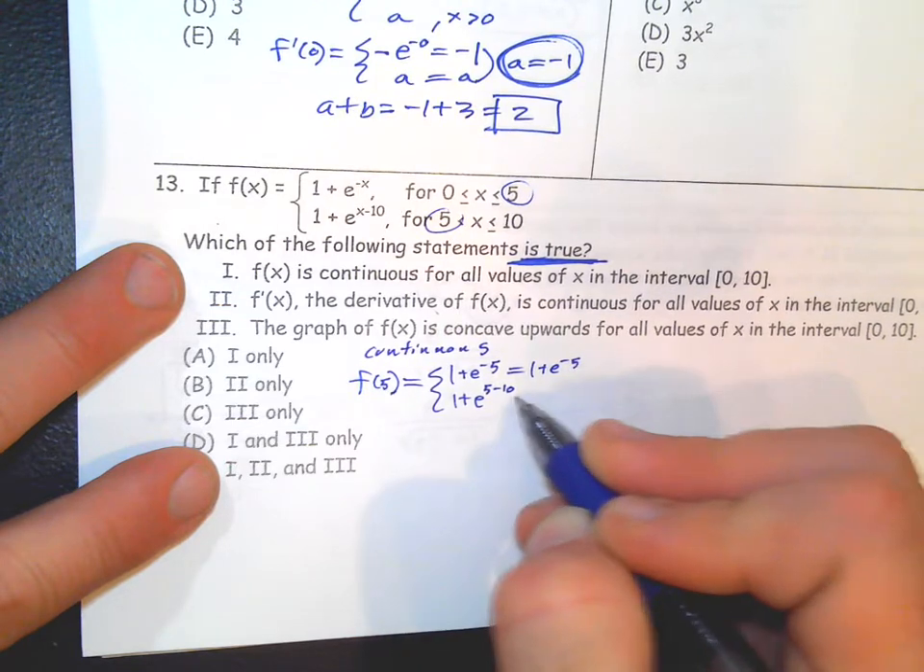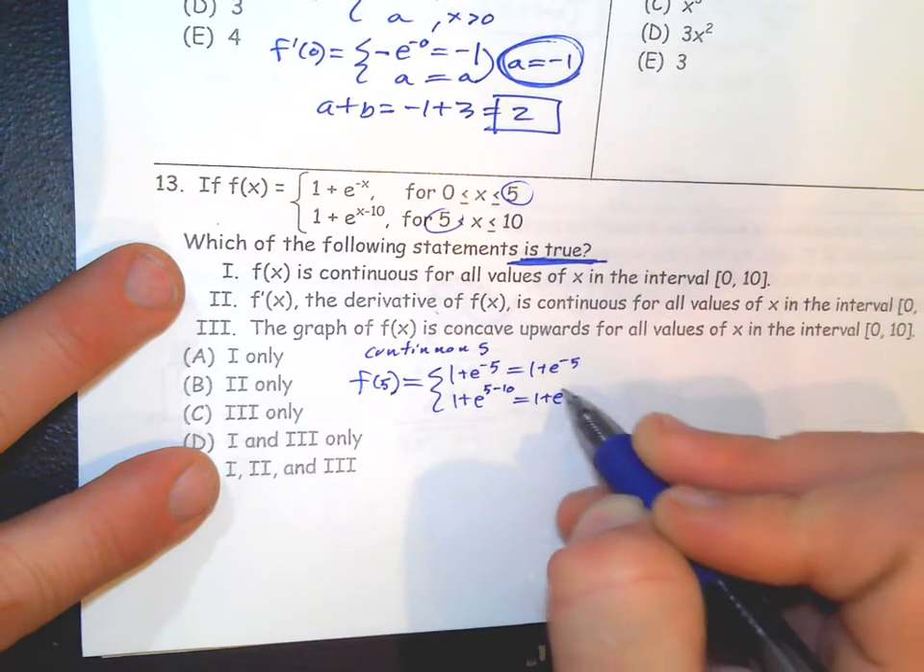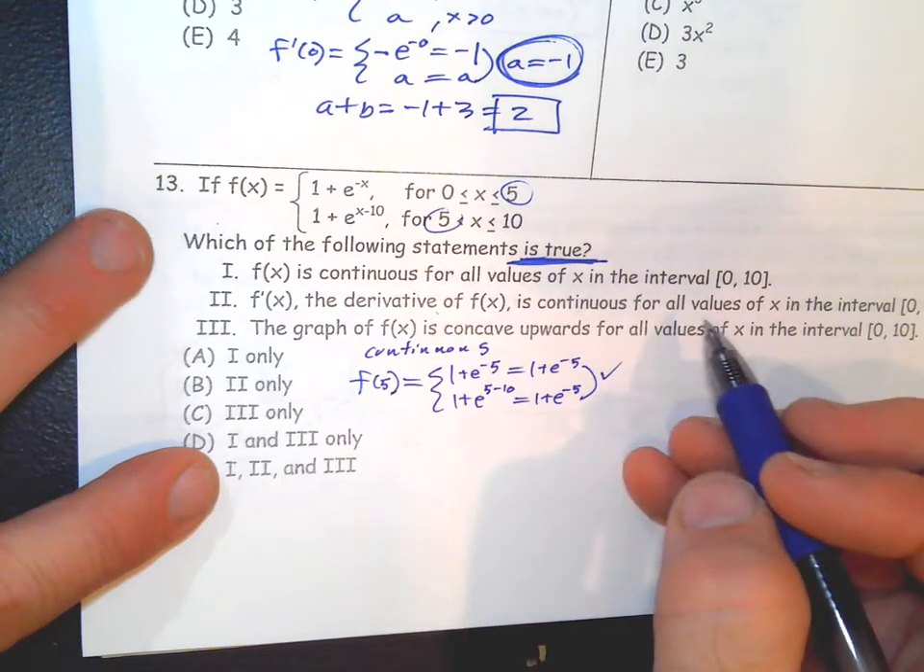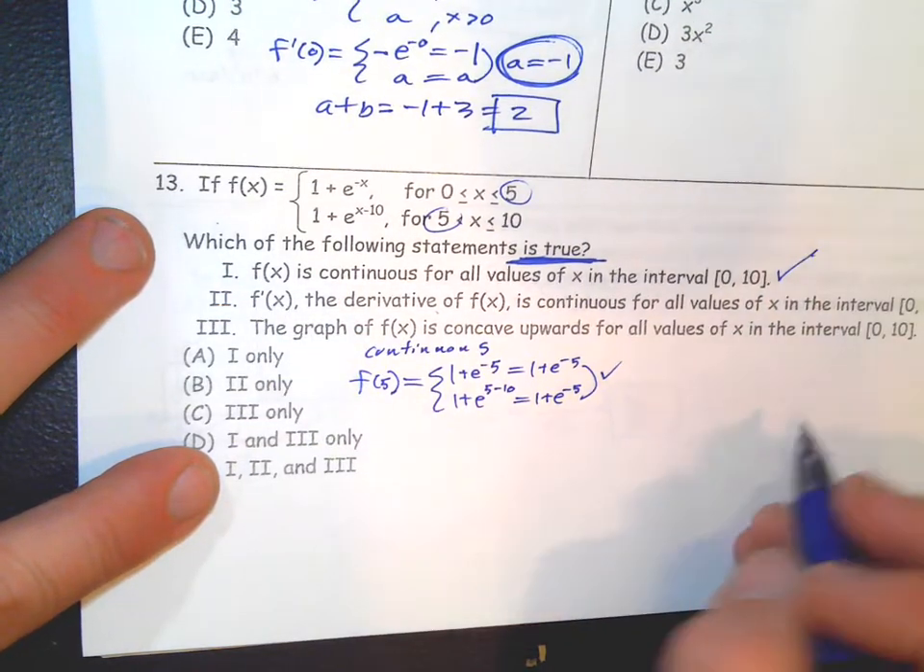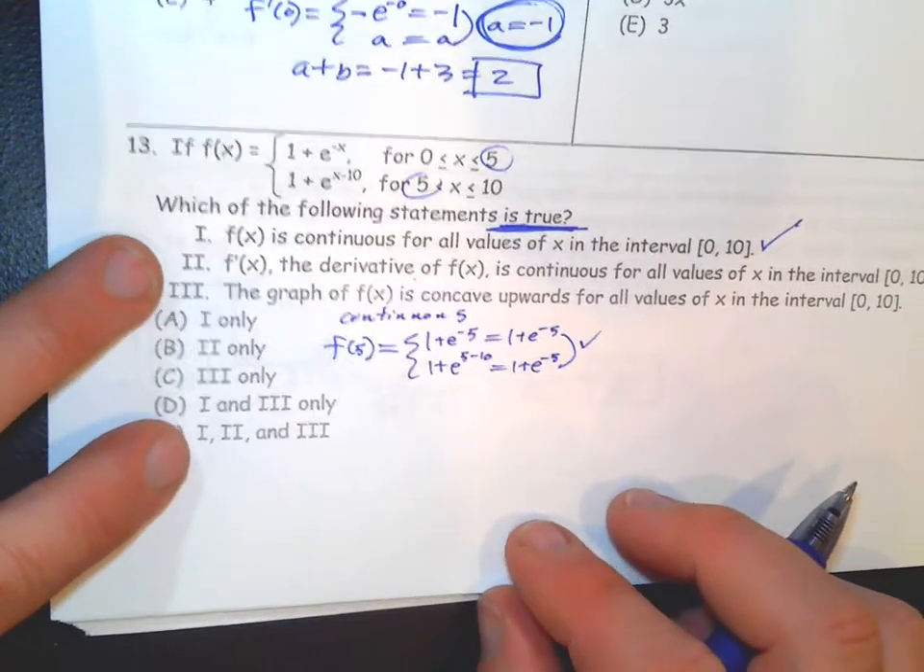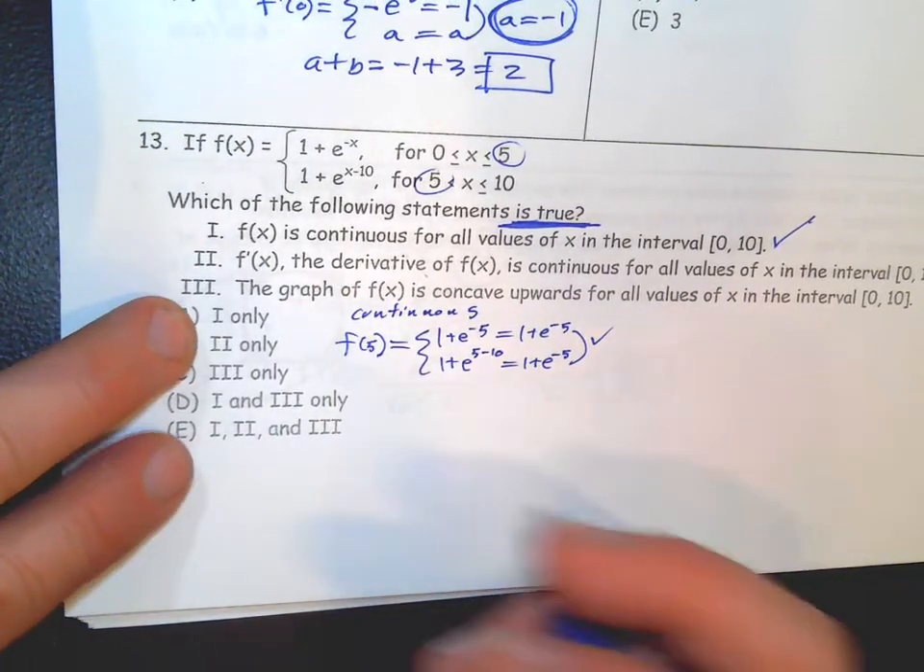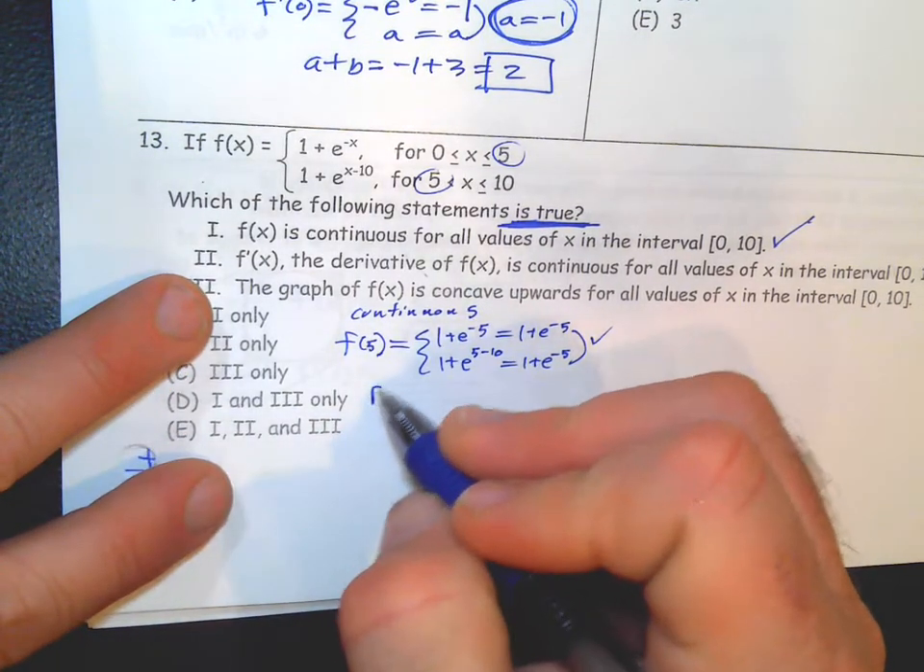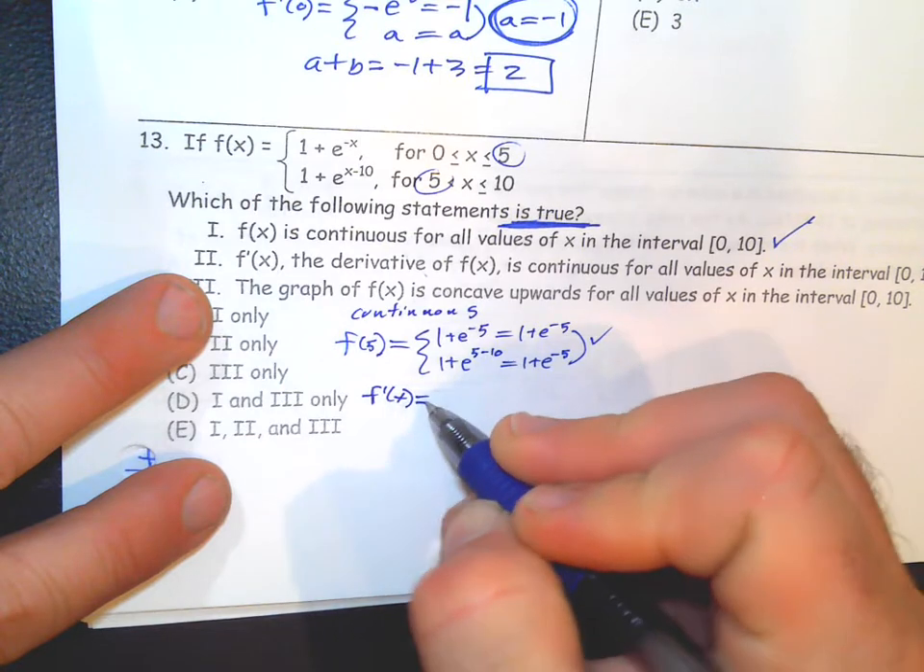And they are the same, so it is continuous. So I'd say yes, it's continuous. F prime's derivative is continuous for all values, meaning the derivative is all connected. So we got to find the derivative first.